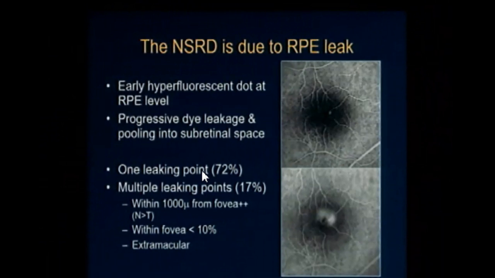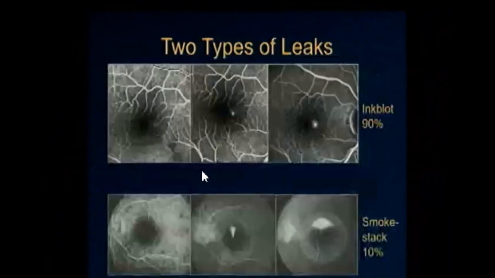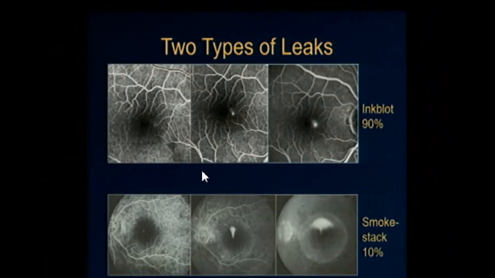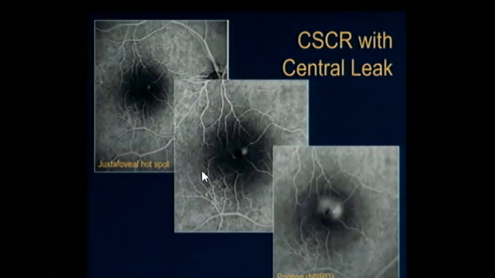Now, you could have one leaking point, mostly, but a lot of people have more than one leaking point. There are two types of leaks, which you all know: either an ink blot, which is a tiny point that increases in size and remains relatively round, or a smokestack, which is less common, but very peculiar, in which the fluid tends to go upwards, and then it fans out like an umbrella coming down, pooling into the subretinal fluid. Okay, and the point of leakage can be really central, can be very close to the foveal center.